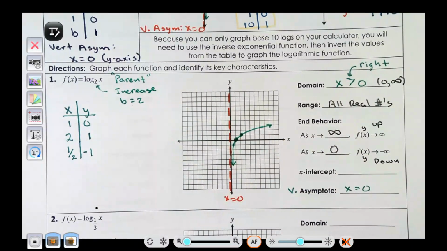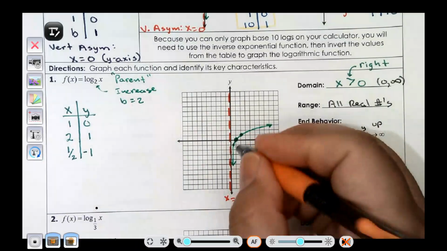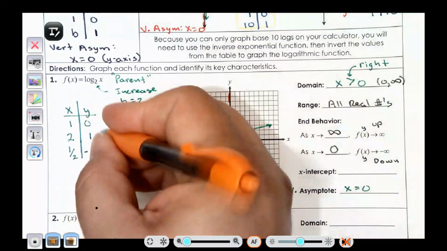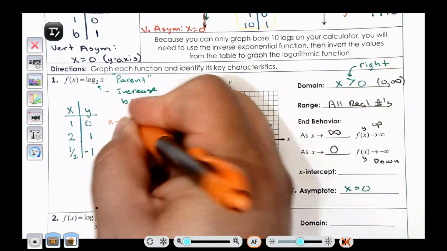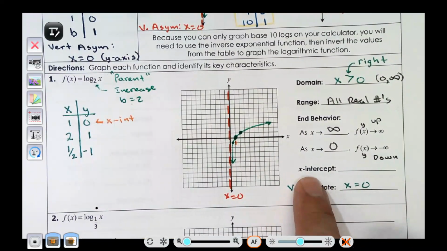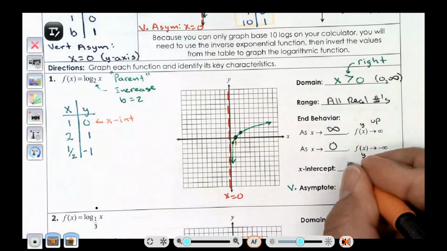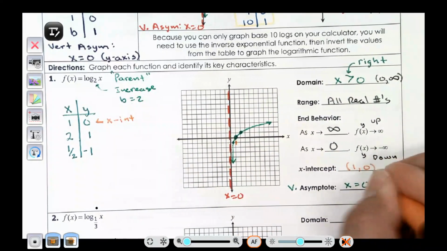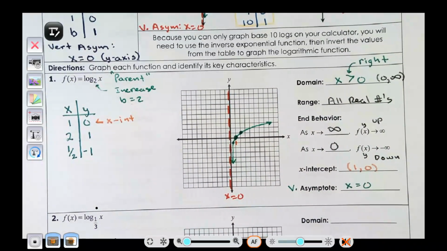And then the last thing is, what's the x-intercept? Well, we see it right here. It's also right there in our table we created earlier. Remember, we have an x-intercept, not a y-intercept this time. And the x-intercept is 1, 0. All right, so there it is for the first time, one of our parent functions.